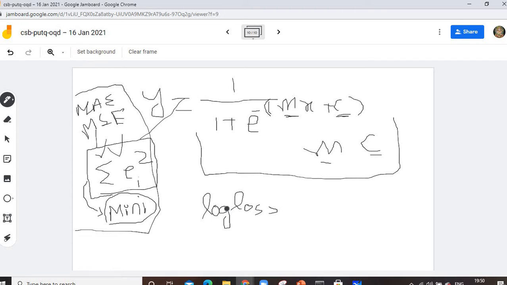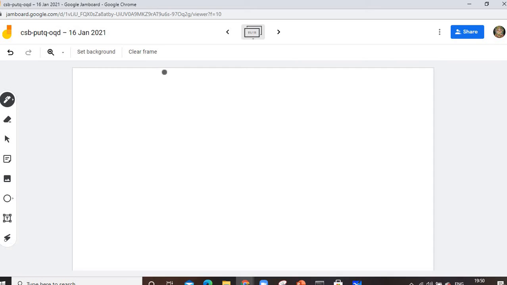Okay, so what is this log loss function? This is so simple. I'm just writing the function here. The theory part will be completed fast so that you understand the concept, then we'll go to the application part, do a practical, and do the assignment.